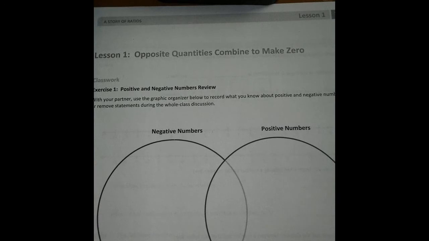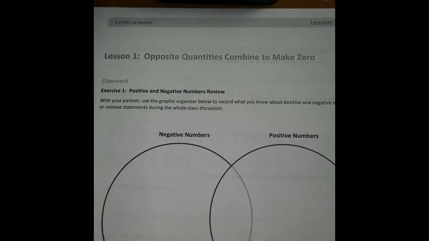Okay, so today on Lesson 1 of Module 2, we're going to look at opposite quantities that combine to make 0. So the first thing we're going to do is look at what we know about positive and negative numbers. It says, with your partner, use the graphic organizer below to record what you know about positive and negative numbers. Add or remove statements during the whole class discussion. If we were in whole class discussion, we would take a minute and work on this individually and then compare notes. But we're going to do this together right now.